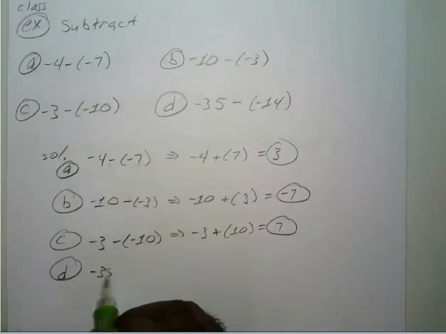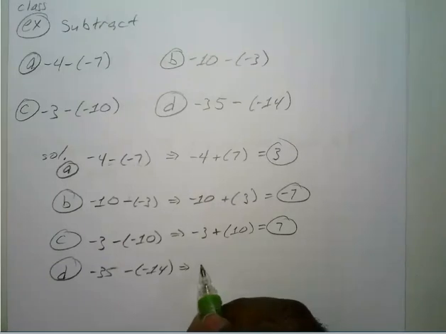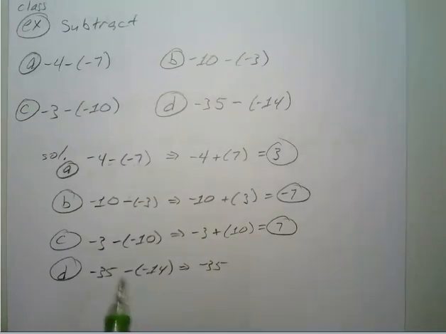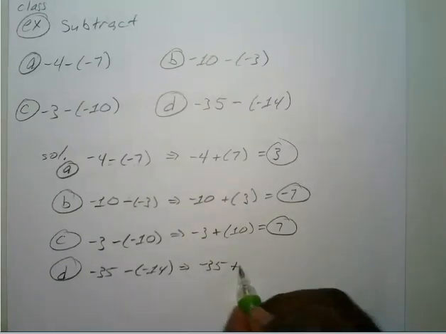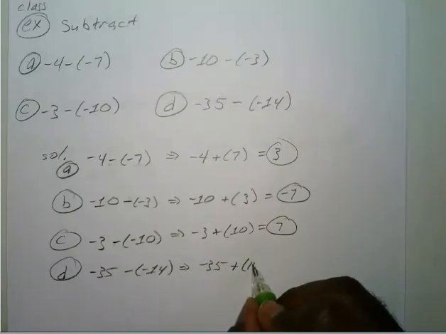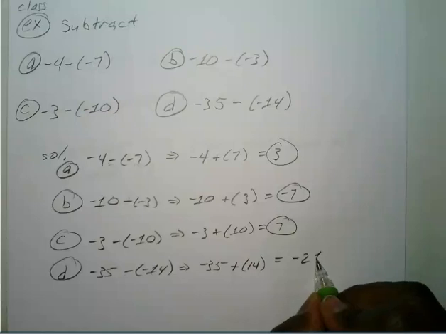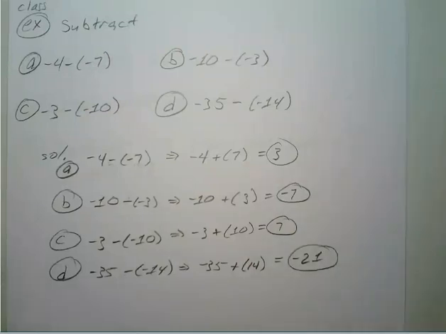And negative 35 minus negative 14, that's going to become negative 35. That minus changes to plus, and the sign changes to the immediate right. So that minus negative becomes plus positive 14, which is negative 21.